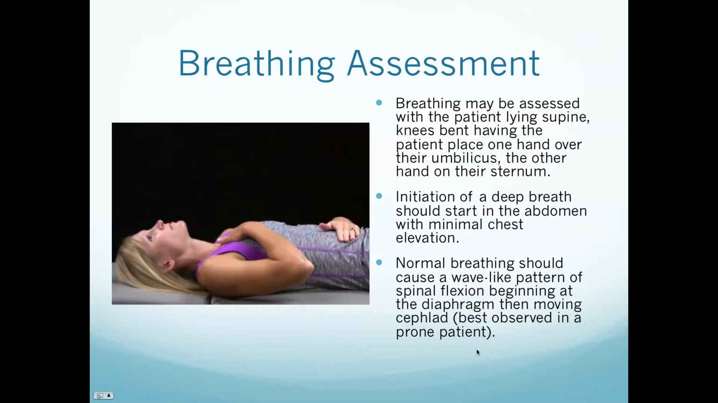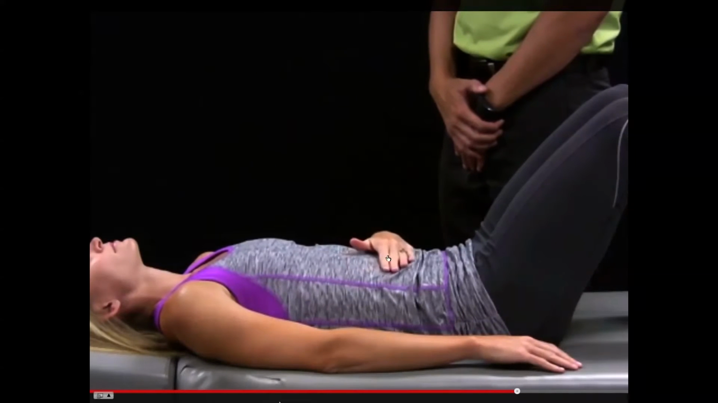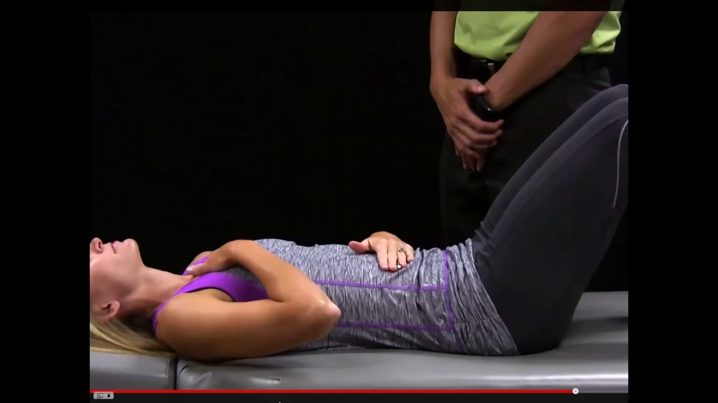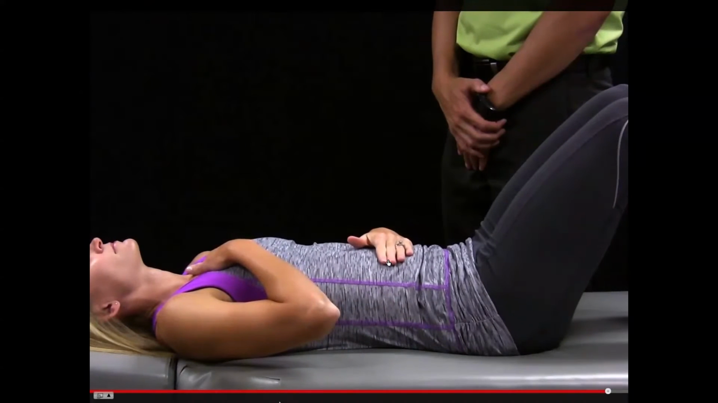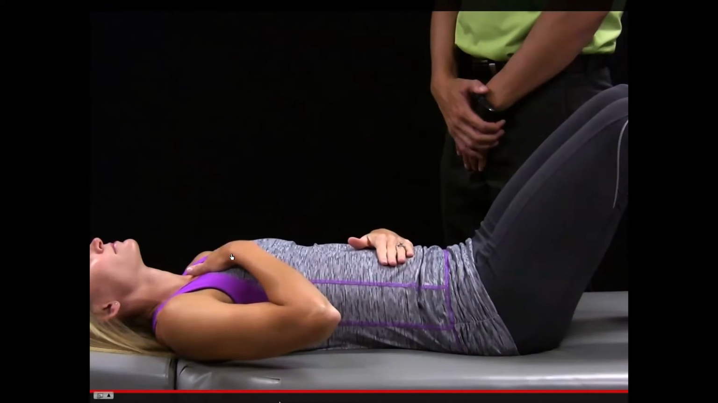For an assessment, we can have the patient lie on their back, place one hand over their chest and the other hand over their umbilicus, and we're looking for initiation of a deep breath which occurs at the abdomen. So here's a video of that happening. The patient is applying pressure in each area. We instruct them to take a deep breath, and we're looking for just the hand over the abdomen to move. The hand over the upper chest should remain relatively still.